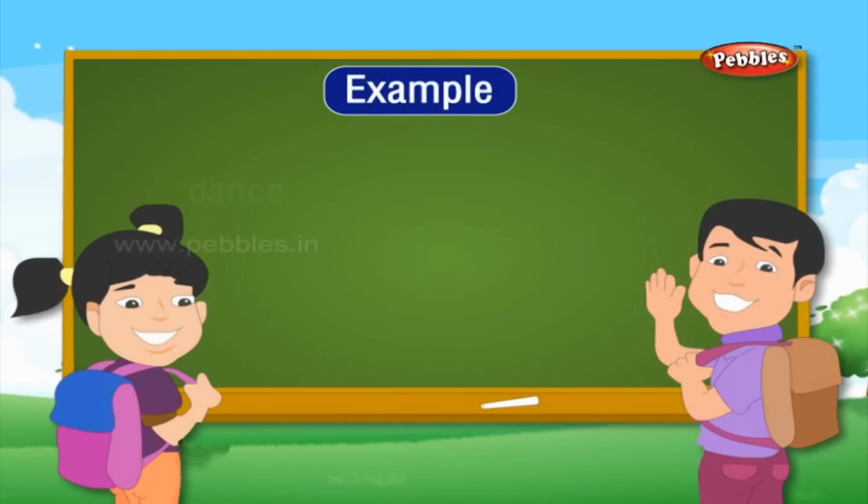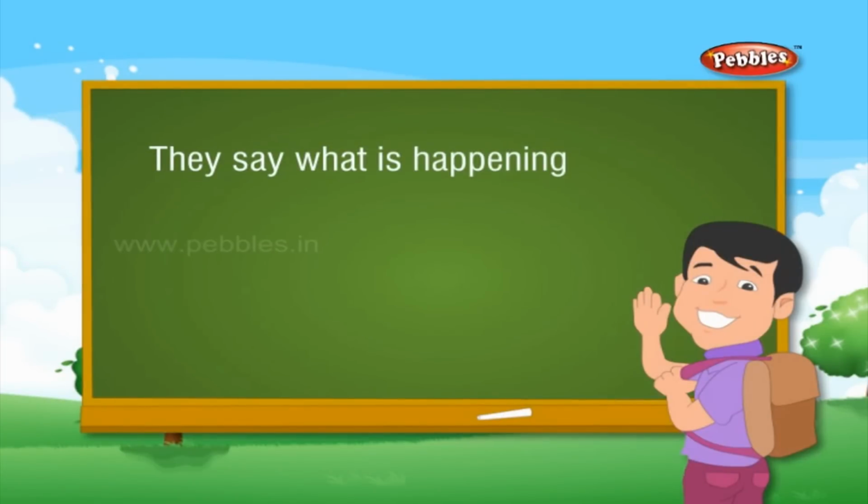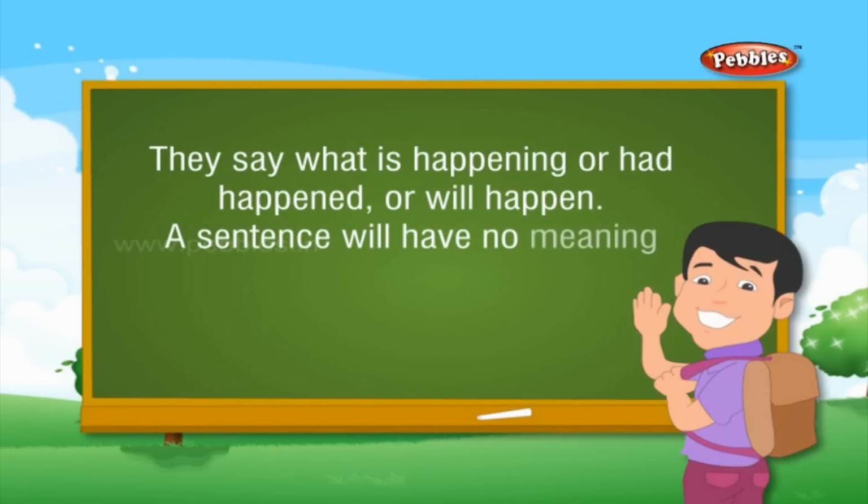Example: dance, think, was, feel. They say what is happening or had happened or will happen. A sentence will have no meaning without a verb.